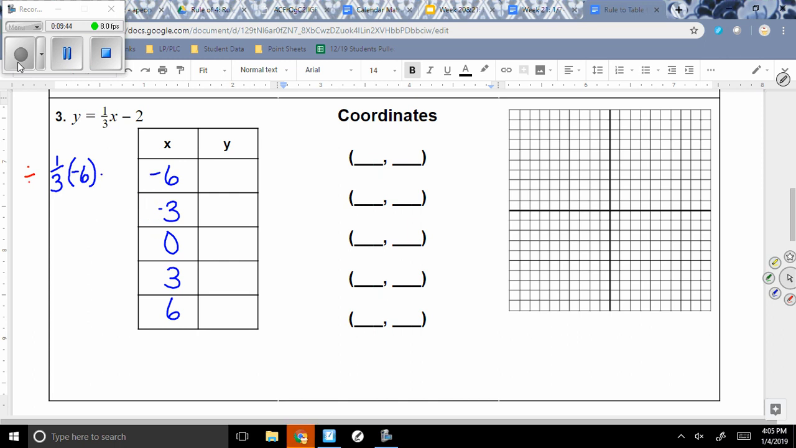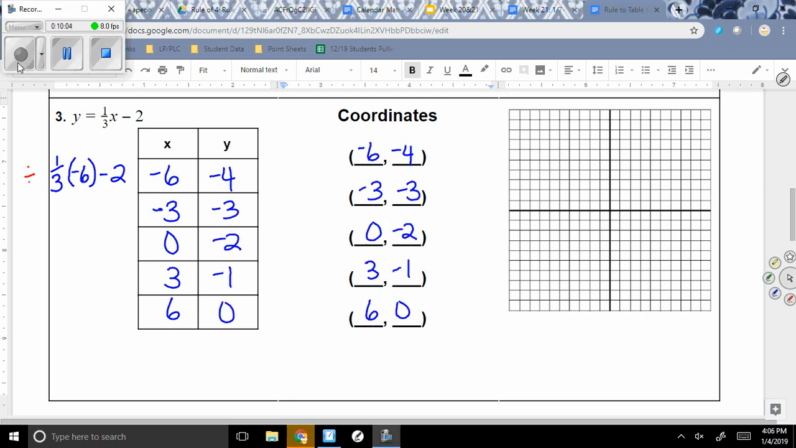All right. So again, when you see that fraction bar, that means to divide. So in your calculator, you're typing in 1 divided by 3. You're going to hit the times button, negative 6 minus 2, and your answer that you get is negative 4. Go ahead and try that in your calculator. We're going to come back, make sure that you have all the same answers here.